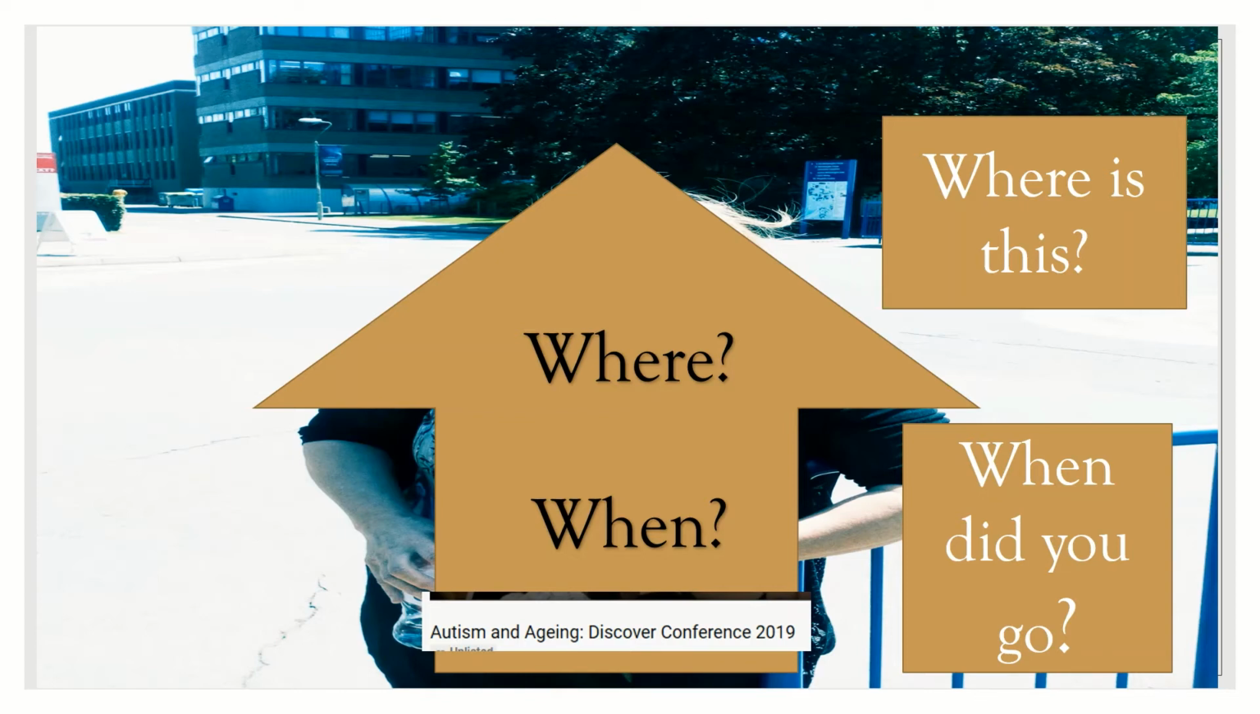We might ask about time. When did you go? So I went to the Autism and Aging Discover conference in 2019 in July, and you might ask the question, when did you go? So you have the question word when, the auxiliary verb did, the subject you, and the main verb go. And remember, we might have added more information to that.